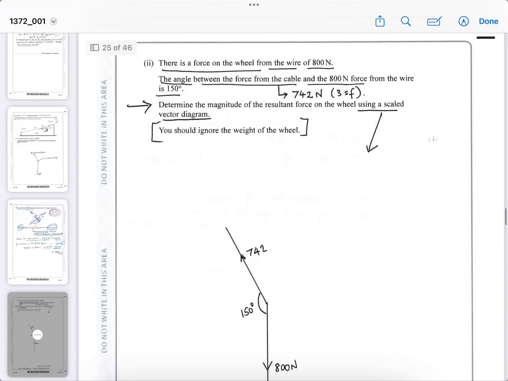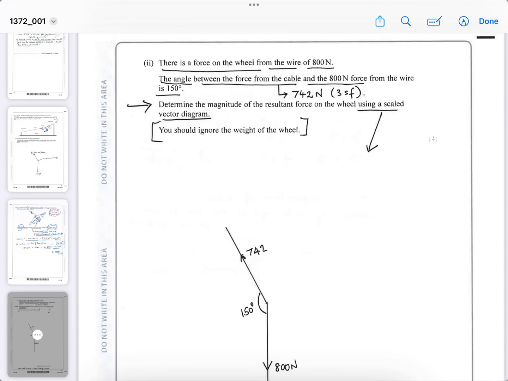So the force on the wheel downwards, or roughly downwards, I've drawn it as downwards, is 800. The angle between the force from the cable that we just calculated was about 742 newtons to 3 significant figures, and the 840 newtons from the wire is 150 degrees between them. So one is going the way that we showed the two tensions would add up, roughly in that direction.